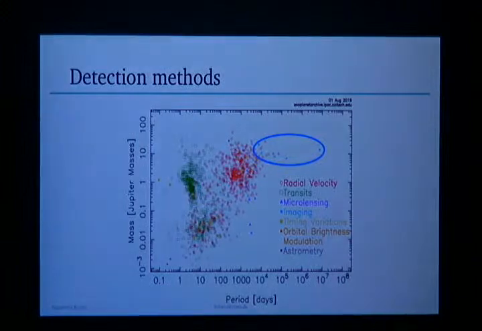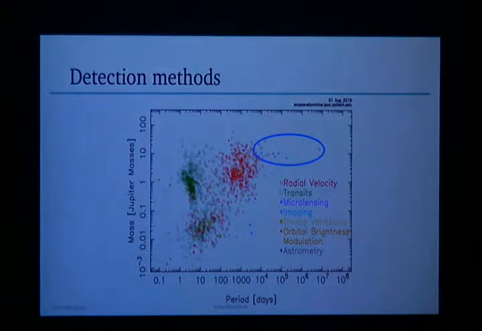To quickly recap, here is a mass period diagram with the exoplanets known up to the 1st of August of this year, with many of the methods that I mentioned and some additional ones. And here I highlighted the ones discovered with direct imaging that, as you can see, are indeed Jupiter-like planets, and they have the longest periods.